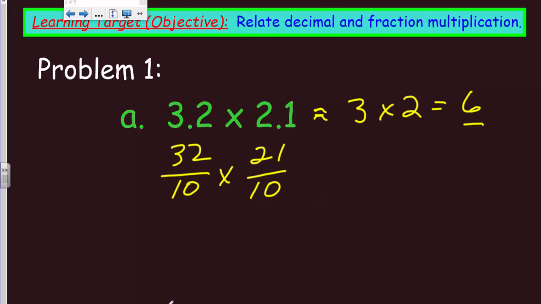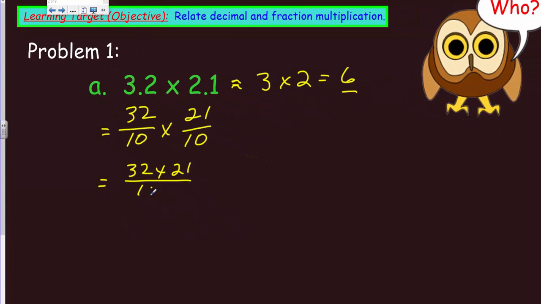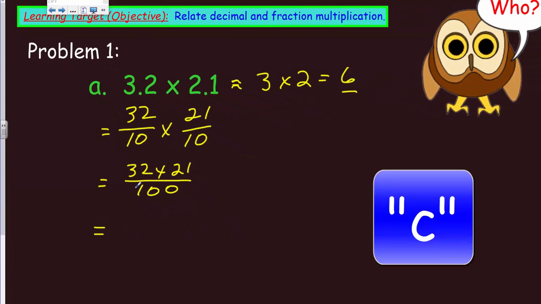Now, what do we get when we multiply tenths by tenths? That's right, we get hundredths. When we multiply tenths by tenths, we get hundredths. Question is, how many of them? We have 32 tenths times 21 tenths. Okay, we know this is the same as just rewriting this problem as 32 times 21 over 100. Okay, so now we just need to know what 32 times 21 is.